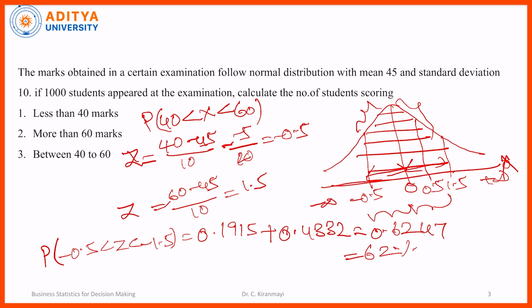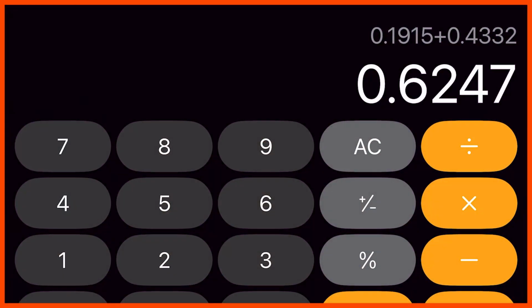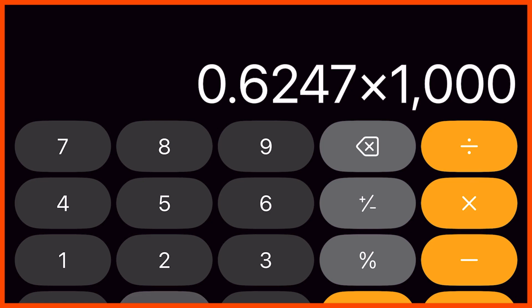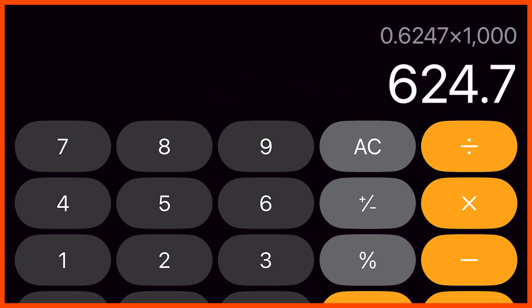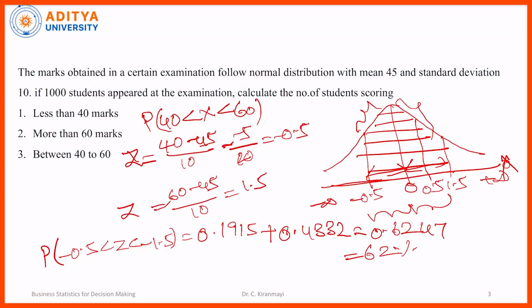That is about 62%. But we want the count, so multiply this value by 1000. Now it is 624.7, that is approximately 625 students. 625 students have scored between 40 and 60.